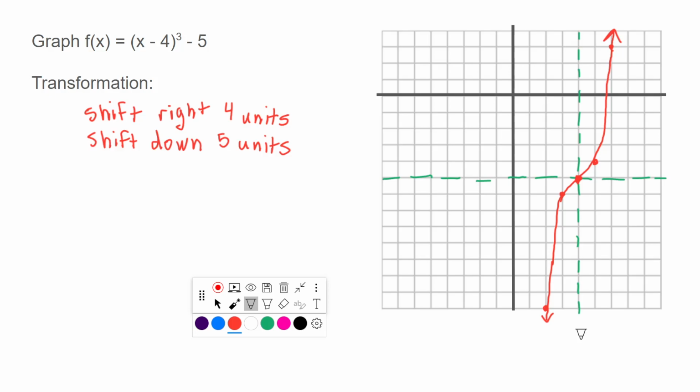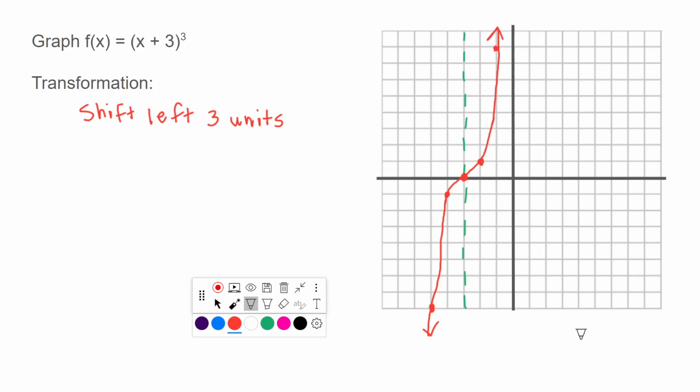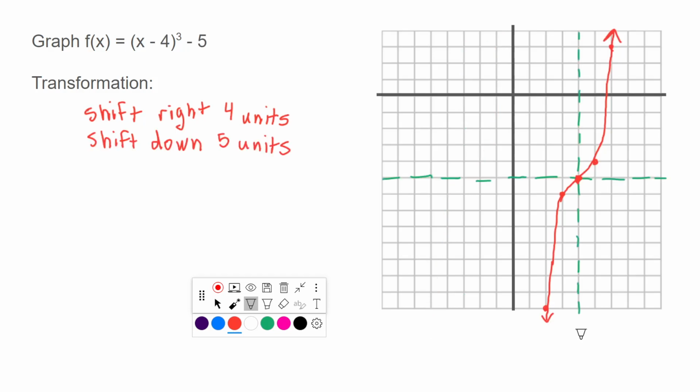Our next transformation, oops, went the wrong way. Well, I guess that is all I have. So again, you can always draw in new axes so that you can find that origin point that has been transformed, and then use your anchor values to do your graphing. And this concludes our video.